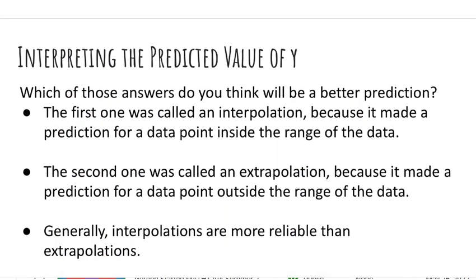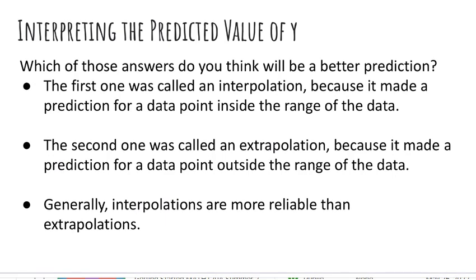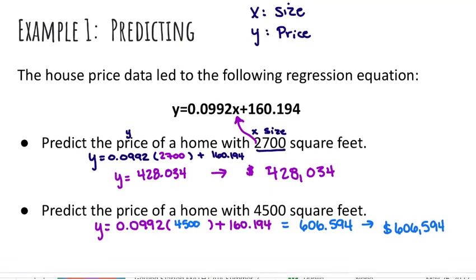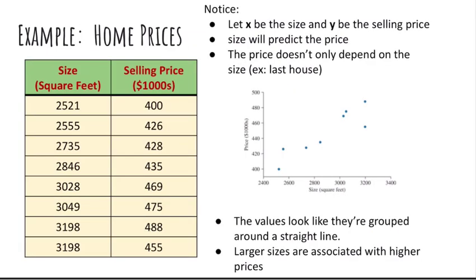All right, here's something about interpreting the predicted value of y. Which of the answers do you think will be a better prediction, the one from 2,700 or the one from 4,500? This requires us to go back and look at the data from the original problem. Here were the data points. Look on the left-hand side at the sizes. The sizes went from 2,521 all the way up to 3,198.